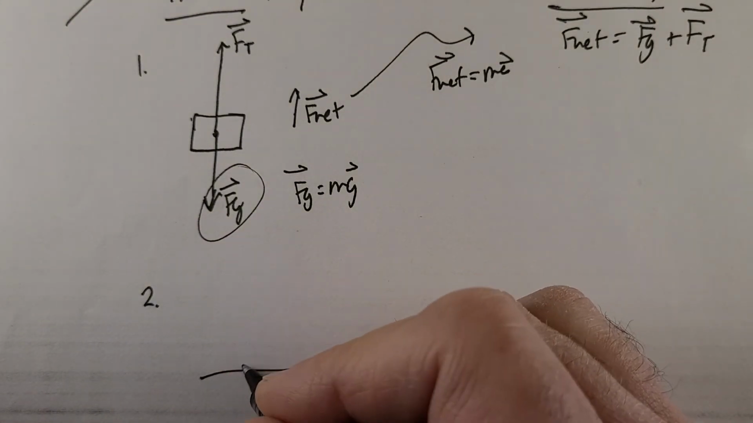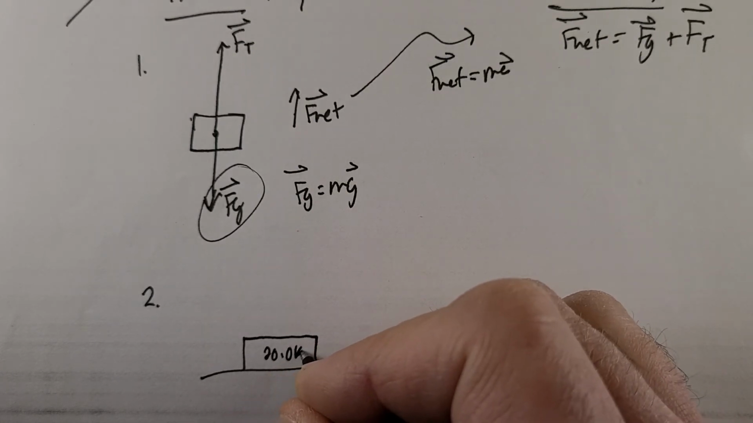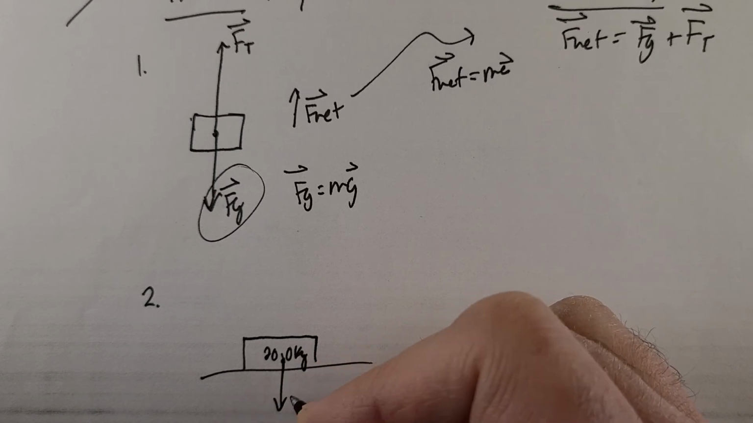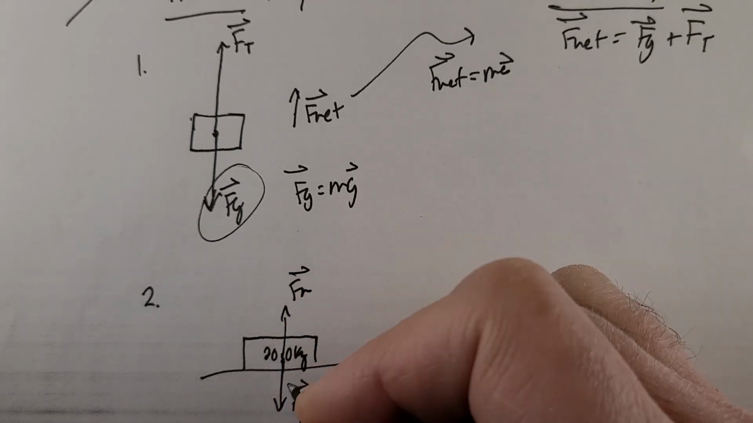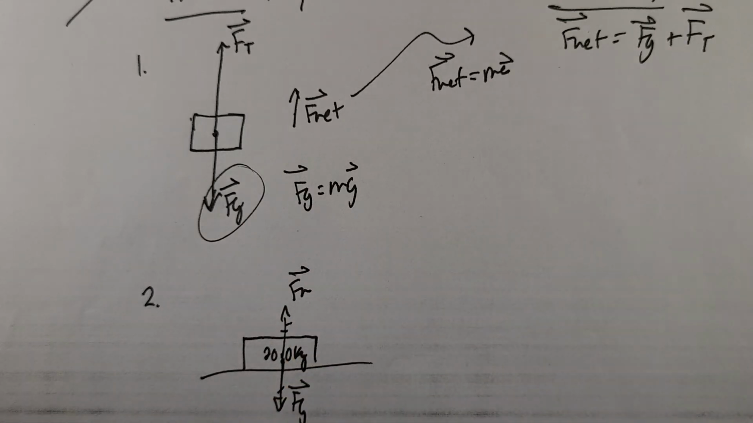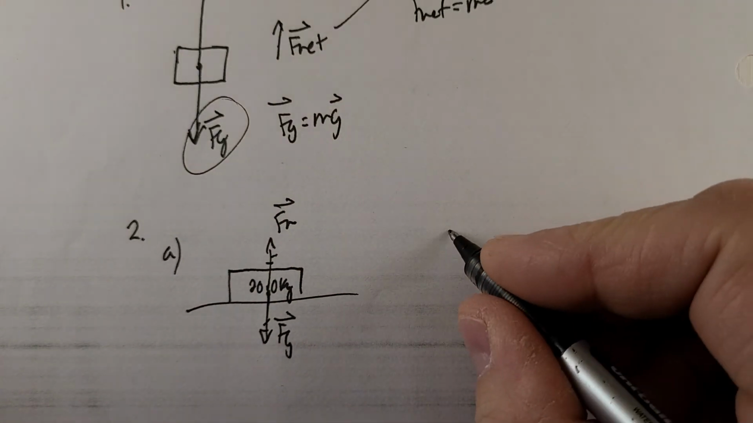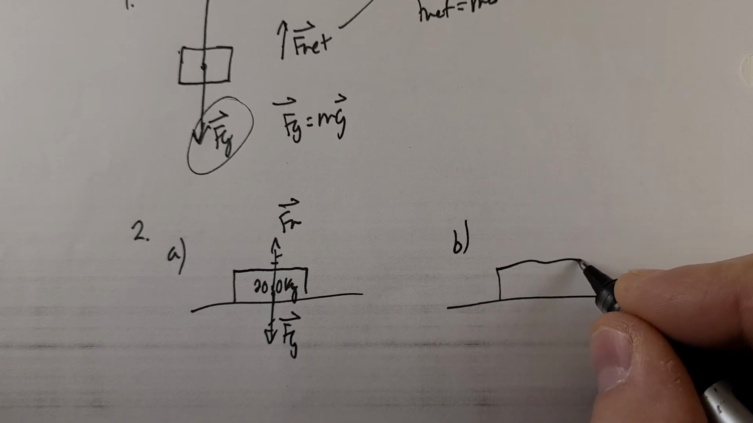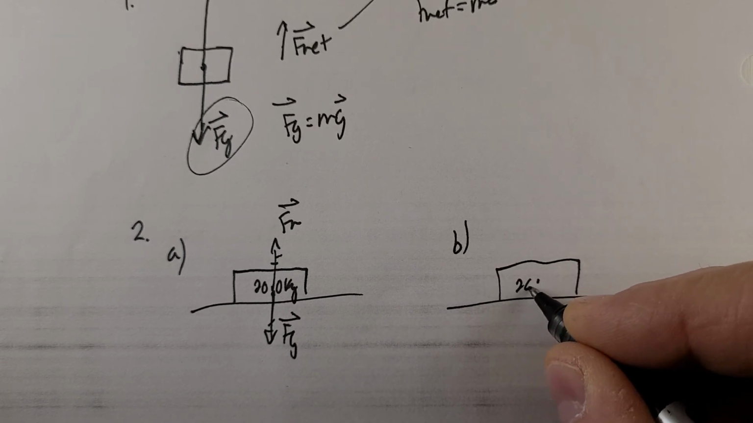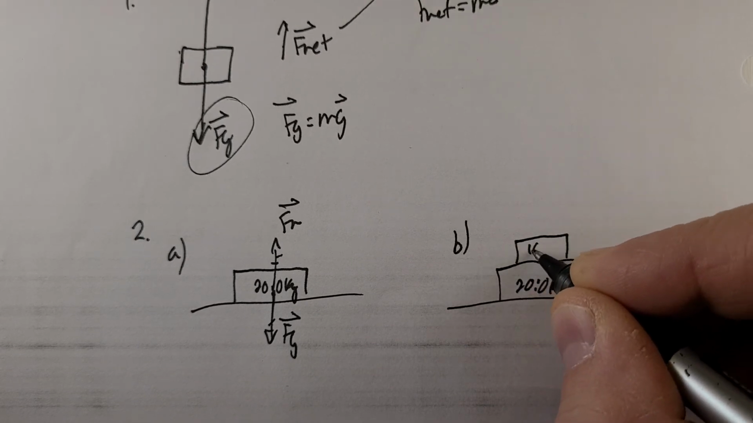Okay, question number 2. It's a situation that looks like this. We have a couple of boxes, so it tells you to analyze this first of all. If you have a 20 kg box, you should be able to figure out what Fg is, then from there figure out what Fn is, and of course the box is motionless on the tabletop. So you should be able to figure that out quite easily. And then part B, the scenario becomes, okay, so we have a 20 kg box, and on top we have a 10 kg box.